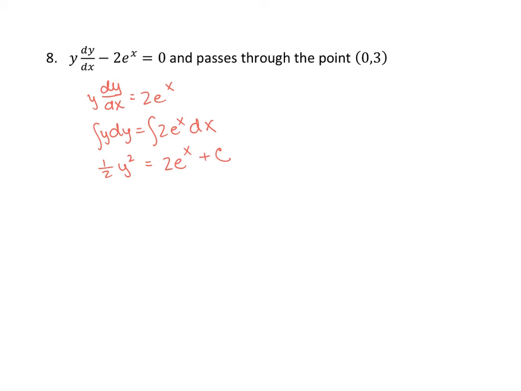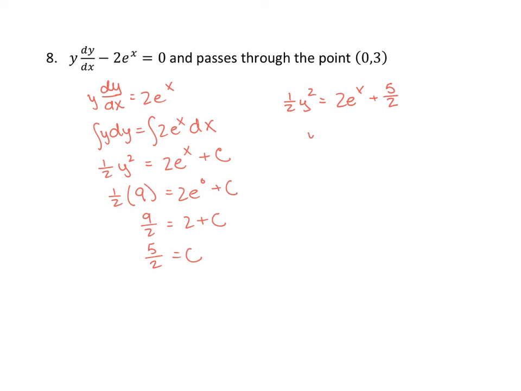So let's plug in (0, 3). 1/2 times 3 squared equals 2e to the 0 plus c. E to the 0 is just 1, so I'm going to have 9 halves equals 2 plus c. And if I subtract 2 from both sides, 9 halves minus 2 is 5 halves. So 5 halves equals c. And now my equation is 1/2 y squared equals 2e to the x plus 5 halves.